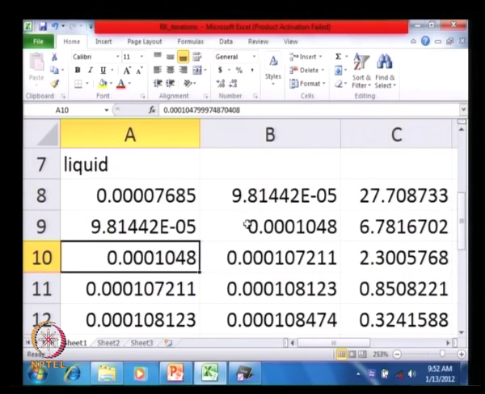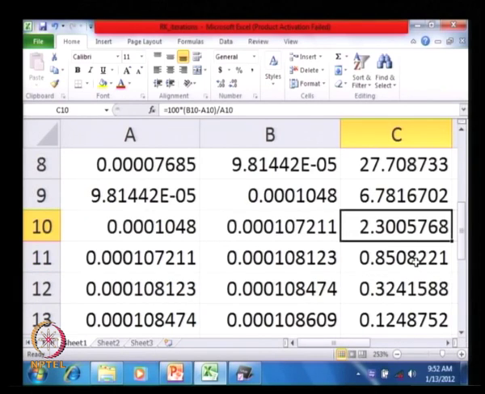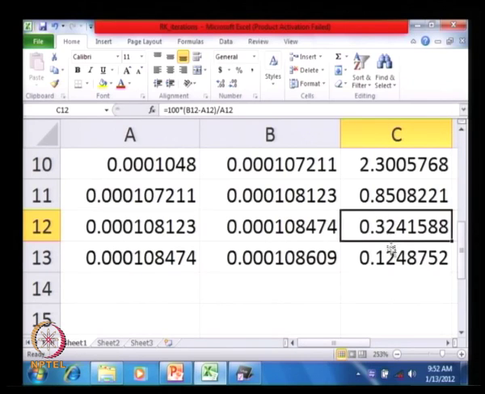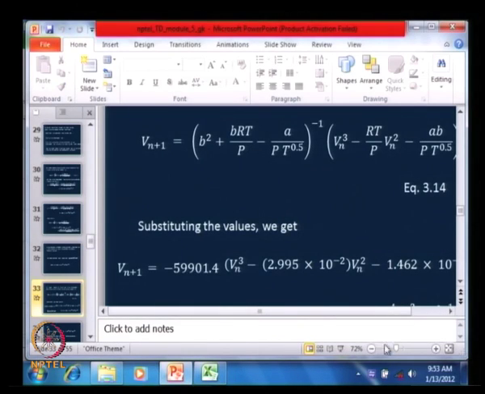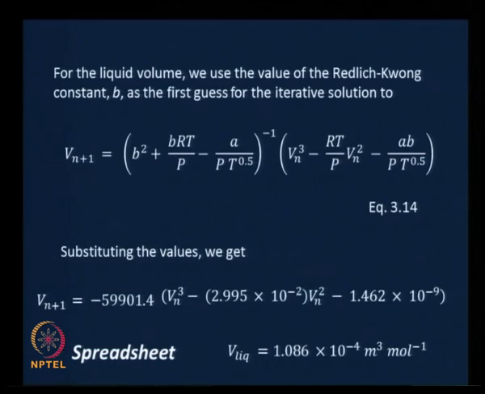Therefore, we do another iteration, take the calculated value, put it into the next guessed value, and here the percentage difference comes down to 2.3. The next time you do it, the percentage is somewhat acceptable, 0.85, and then if we want to continue and improve our accuracy, one more iteration comes down to 0.324, and we will stop here. You could have even stopped here. Let us do a couple more and we will stop at 1.086 into 10 power minus 4 meter cubed per mole.